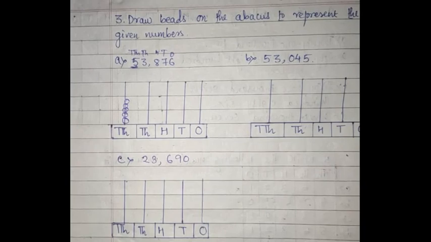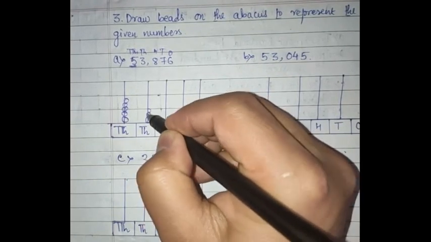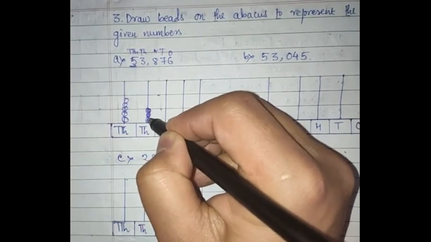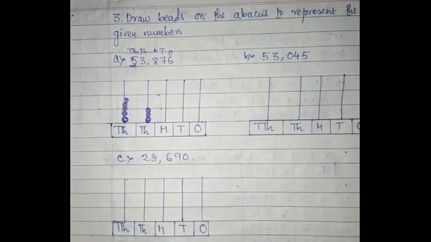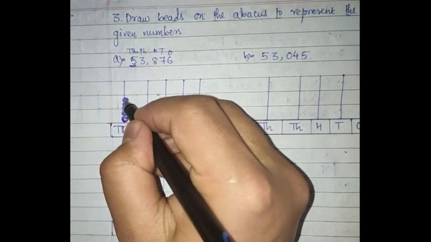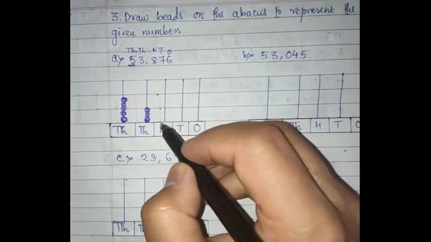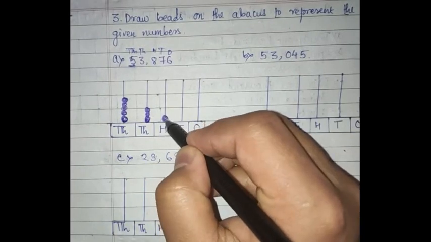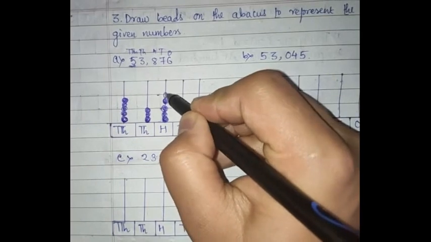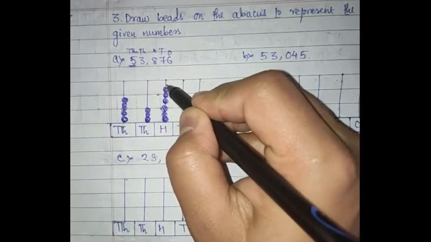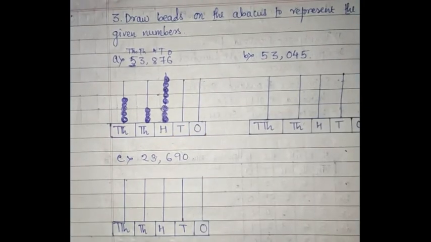No problem with that. Again, in the 1,000 position, 3 is there. 1, 2, 3. You can color like this, with your colorful pencil. But don't make it very dirty. Make it very clean and attractive. 100 is represented by the number 8. 1, 2, 3, 4, 5, 6, 7, 8. So this is like this.